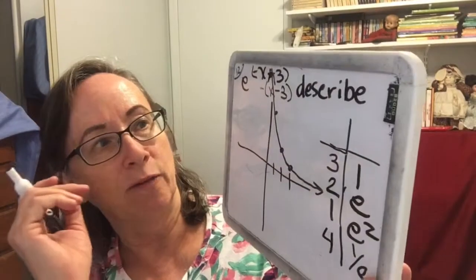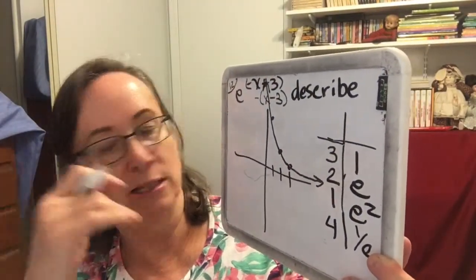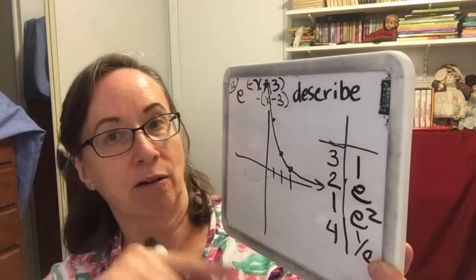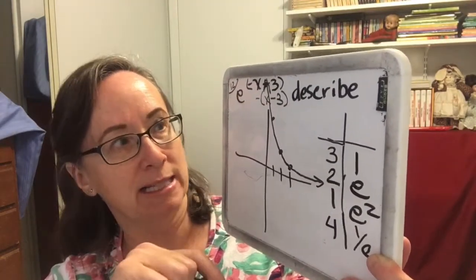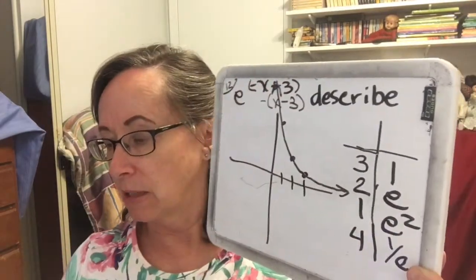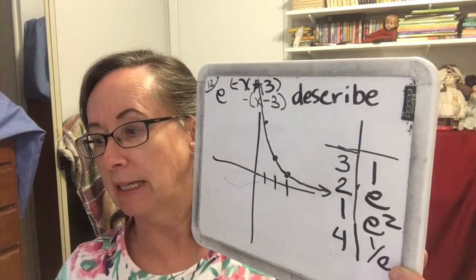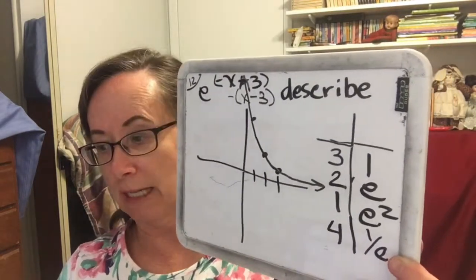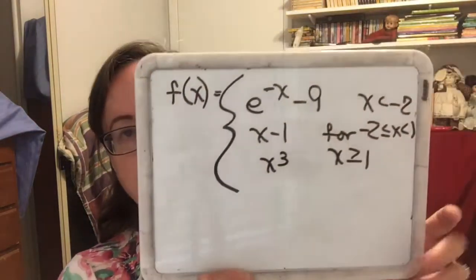So now, if we were going to describe this, we would say it is what? Reflected across the y-axis and translated 3 steps to the right. Okay, so reflected across the y-axis and translated 3 steps to the right is the correct answer, because I have the answers in front of me. Okay, the next one we're going to do is a piecewise function.